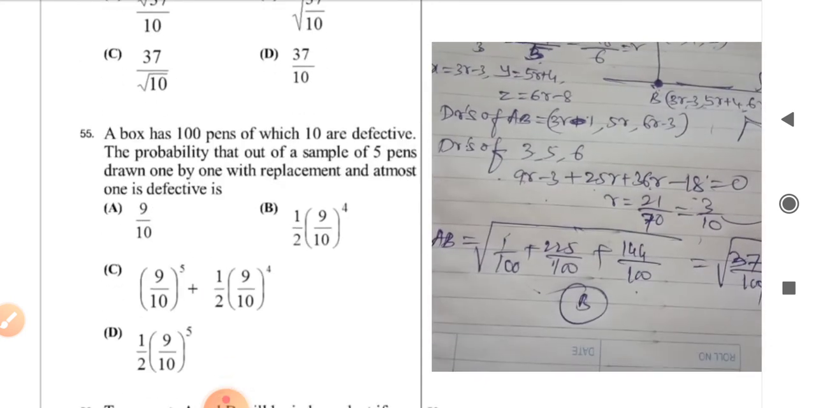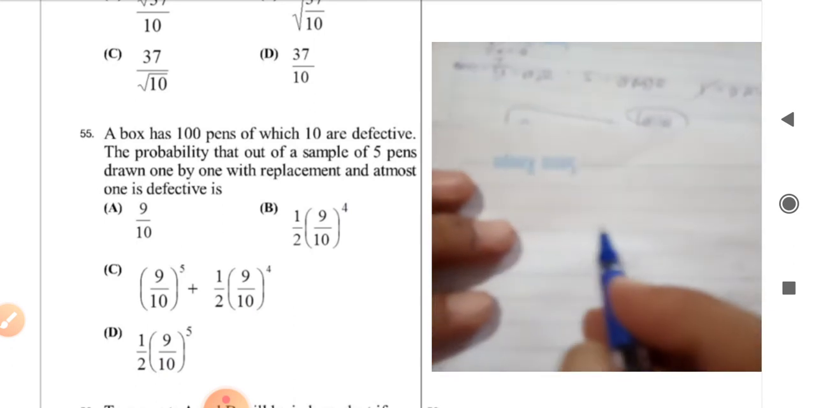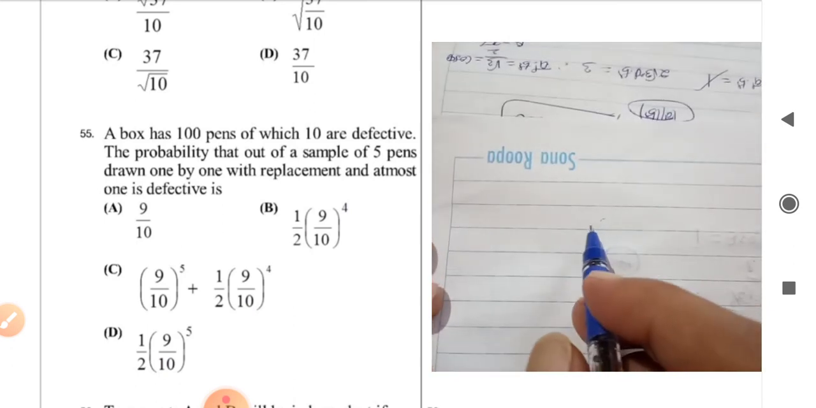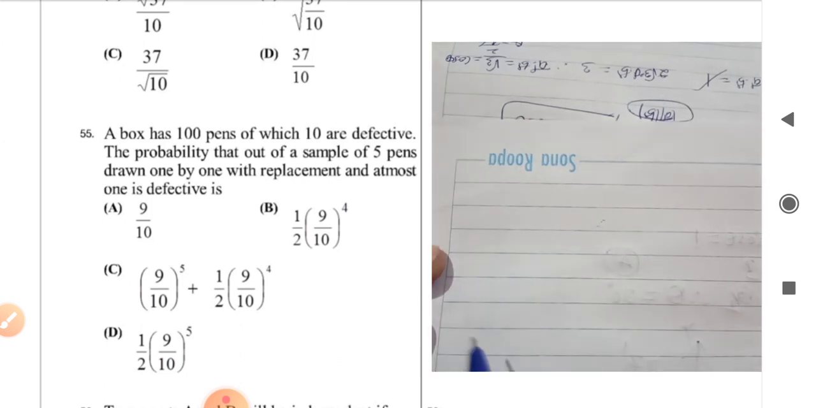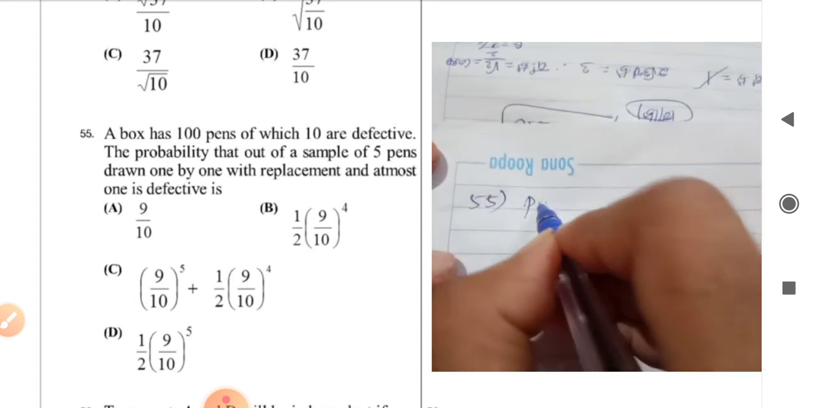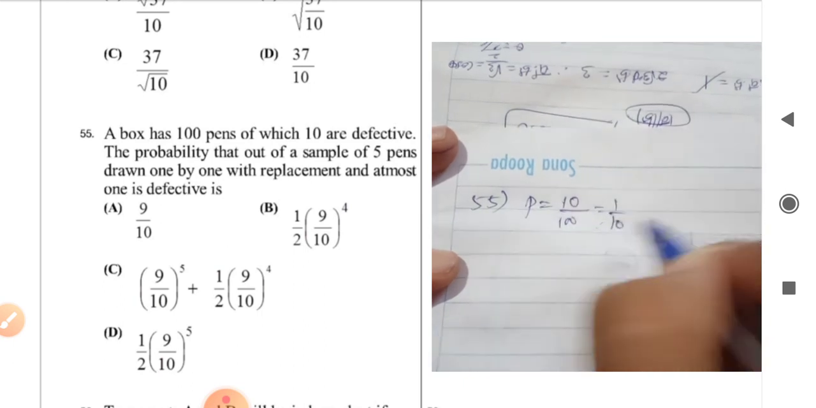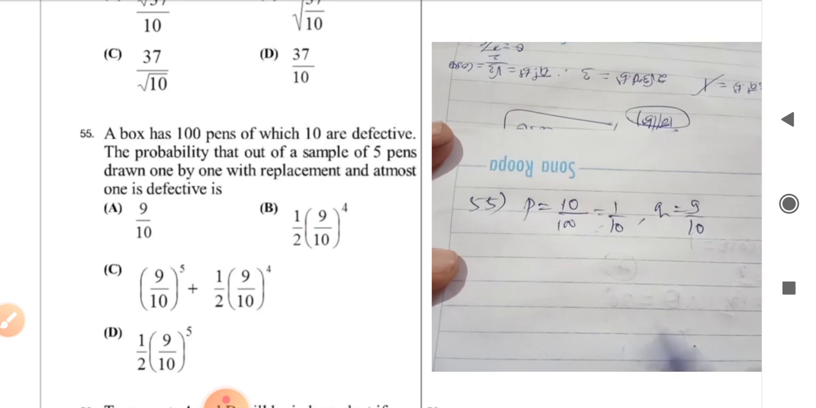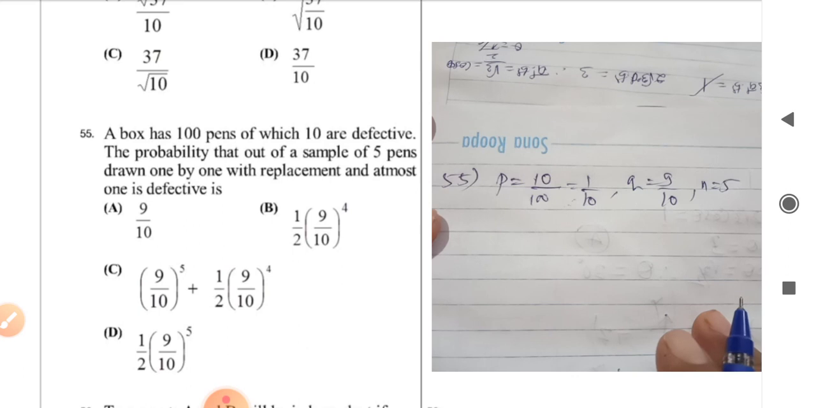Yes, next we go for the problem: a box has 100 pens, of which 10 are defective. The probability that out of a sample of 5 pens drawn one by one with replacement, at most one is defective. What they are saying here, in this 55th problem, is that the probability of success, that means getting the defective, is 1 by 10. So the q value is 9 by 10, and the n value is equal to 5. P is 1 by 10, Q is 9 by 10, n equal to 5.